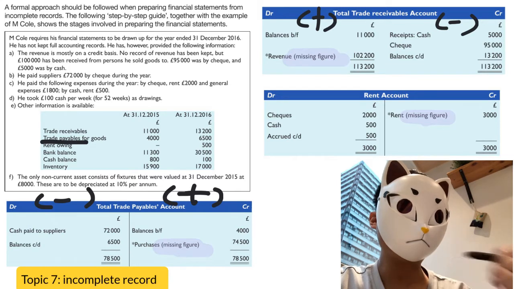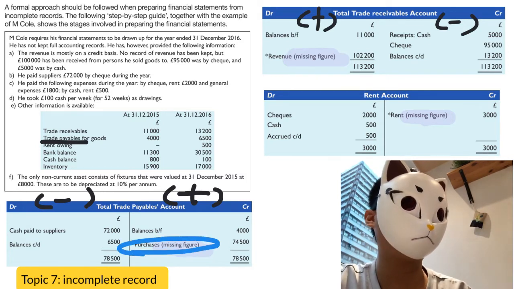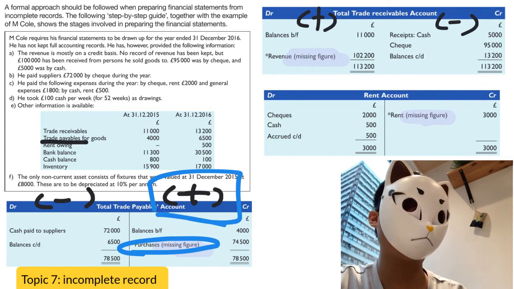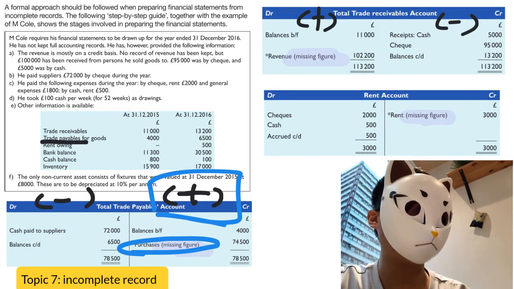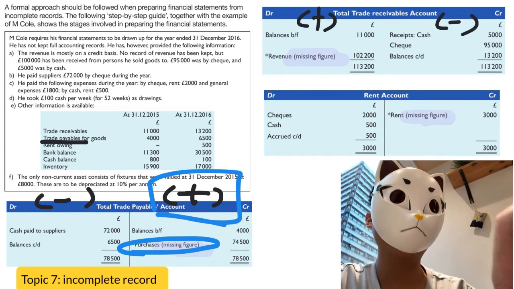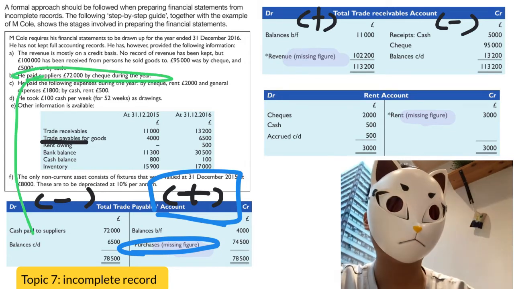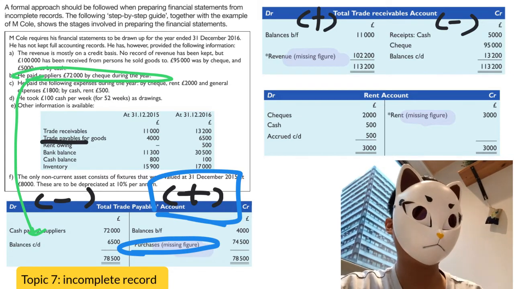Next, let's take a look at the purchase account. For the purchase account, purchases would be on the credit side as a summation. When you purchase something, you owe more to the trade payables. So this one is the missing figure. What we need to do is find out the cash paid. The cash paid will be deducted, right? After you repay the suppliers, the amount you owe will be reduced. So we'll put it here.